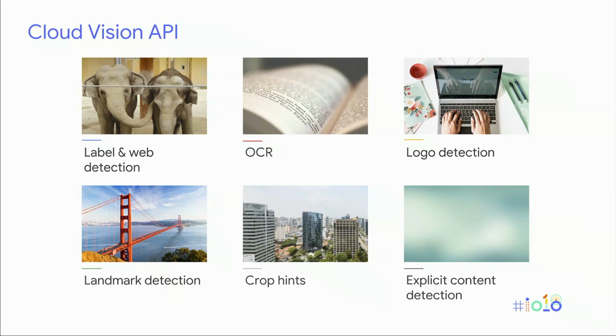This will tell you, what is this a picture of? So for this image, it might return elephant, animal, etc. Web detection goes one step further, and it'll search the web for similar images, and it'll give you labels based on what it finds. OCR stands for optical character recognition. This will let you find text in your images. It tells you where that text is and what language it's in. Logo detection will identify common logos in an image. Landmark detection will find common landmarks. Crop hints will suggest crop dimensions for your photos. And then explicit content detection will tell you, is this image appropriate or not?